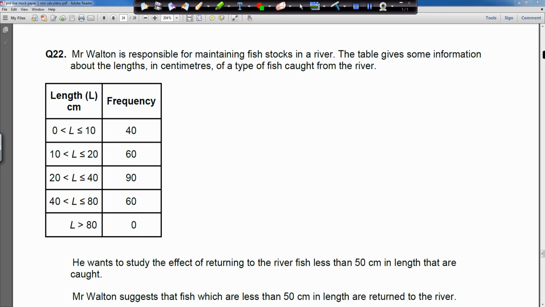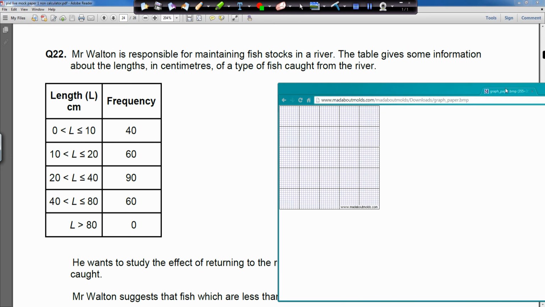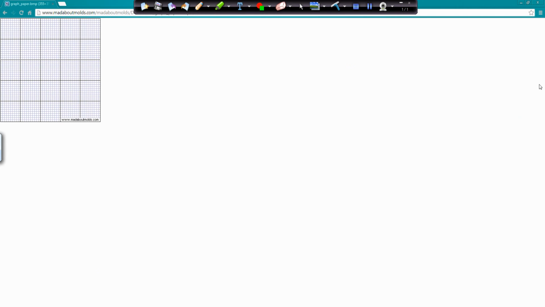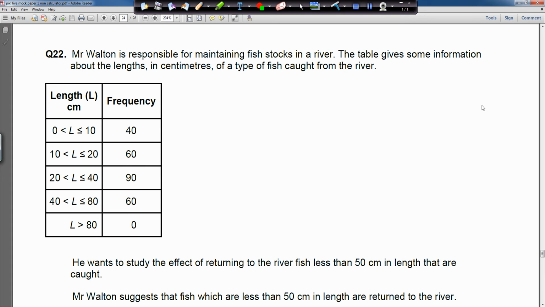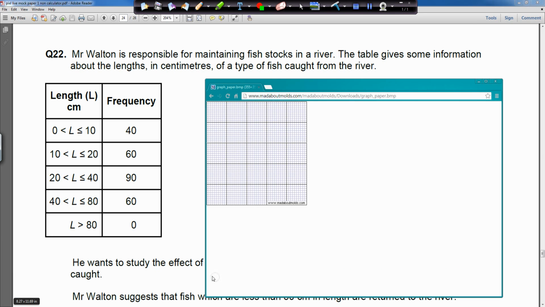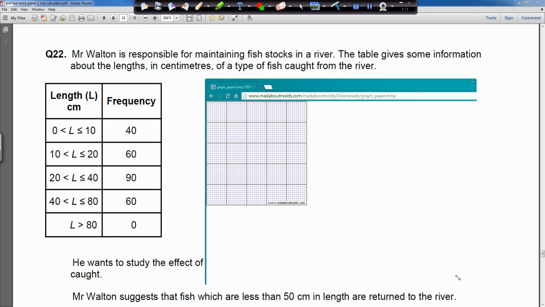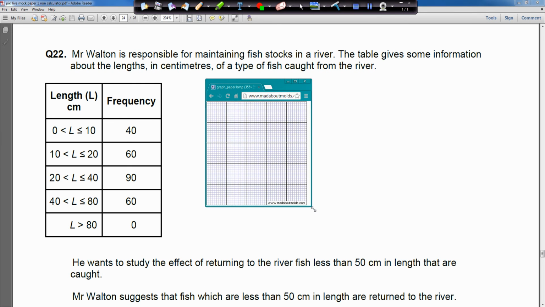Okay, give me one second, folks. Right, okay. So I'm going to use this particular graph as a substitute for the one that the examiners provided, because it was just rubbish basically. Can't even use it. Right, let's have a go at this question now.